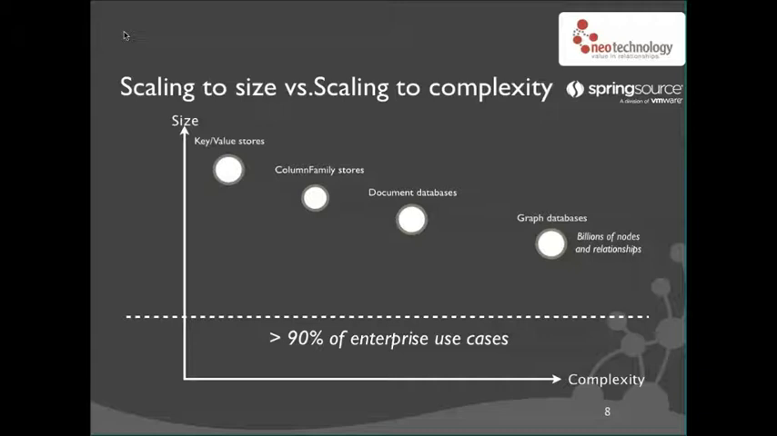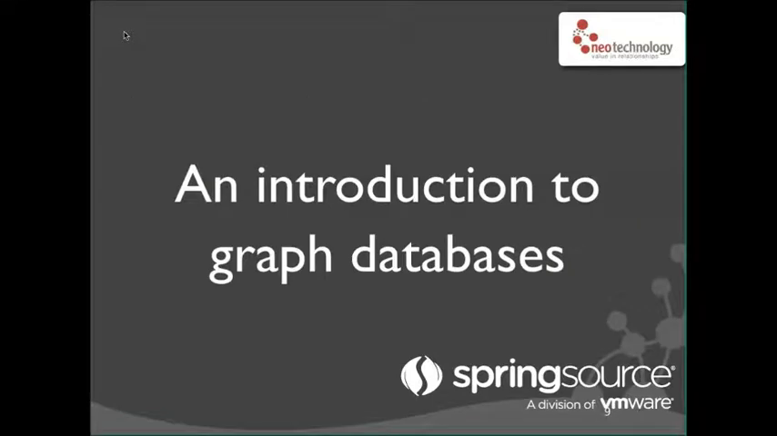So that's the crash course in NoSQL. 4 main categories and different focus in scaling to size and scaling to complexity. Now let's dive into graph databases.